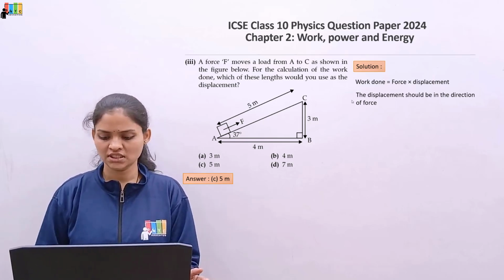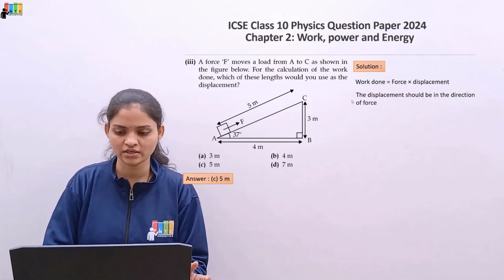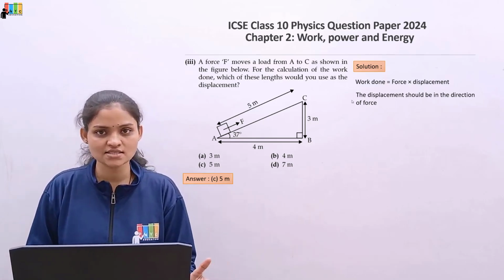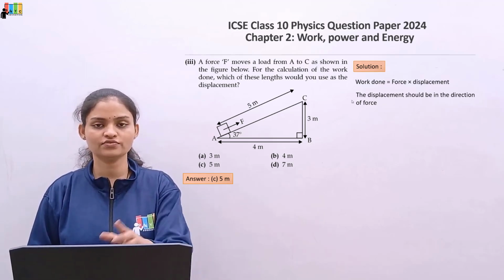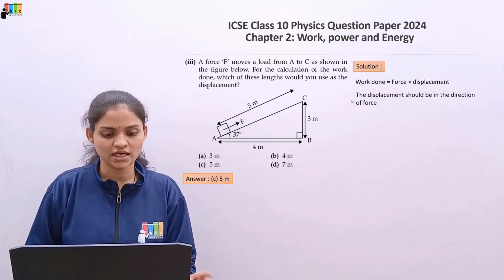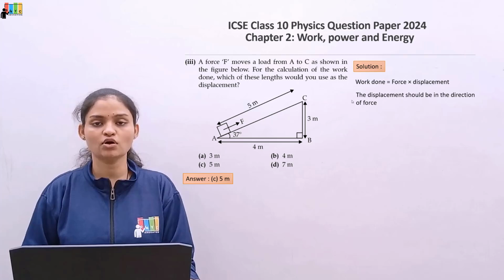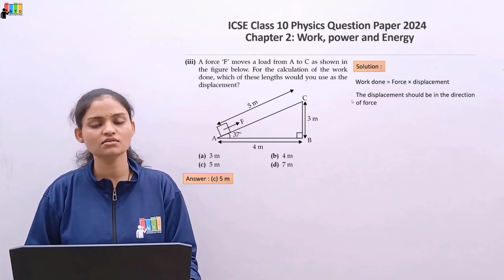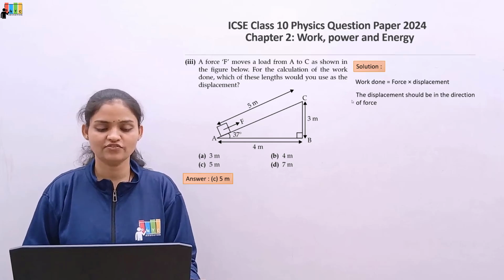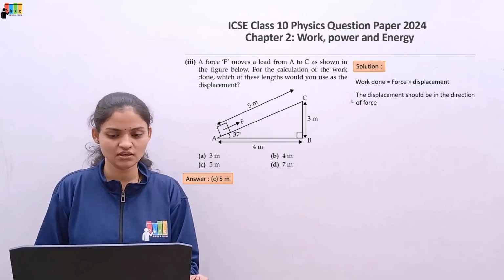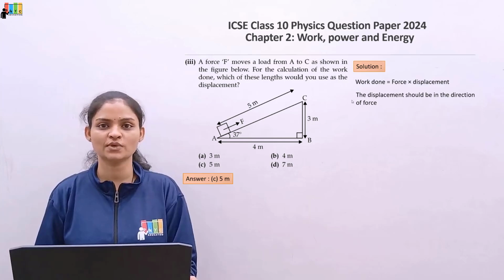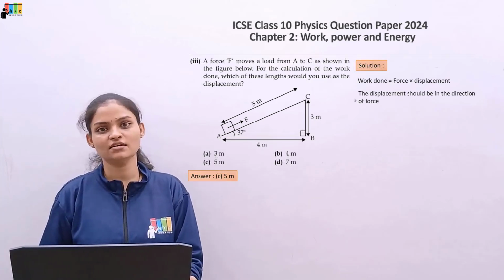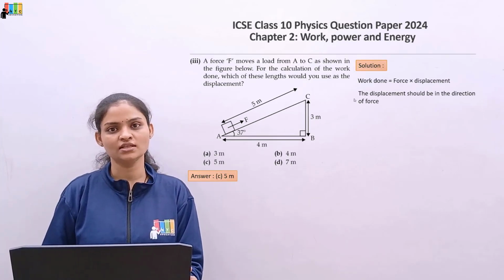So, there is no calculation required. You can easily answer this based on the diagram. The direction of that load and the length of AC are in the same direction. So, option C, 5 meter is the correct option. If you study properly, and your concepts are clear, you can easily solve MCQs based on common sense. We will discuss other chapters in the next parts. Thank you.